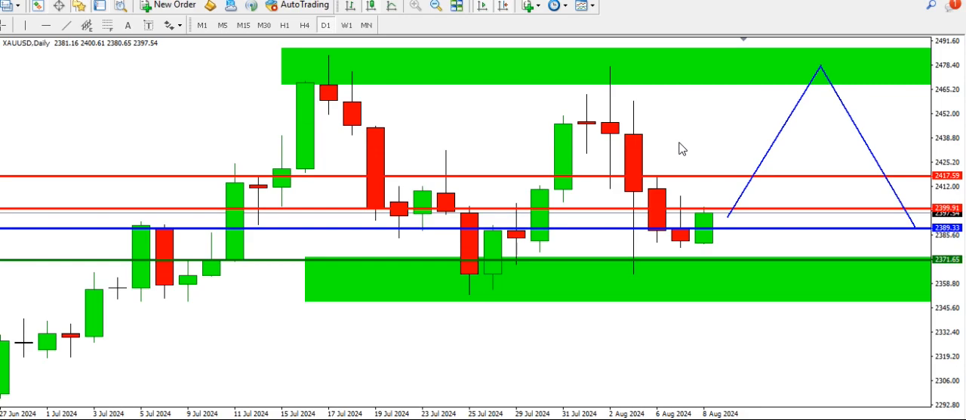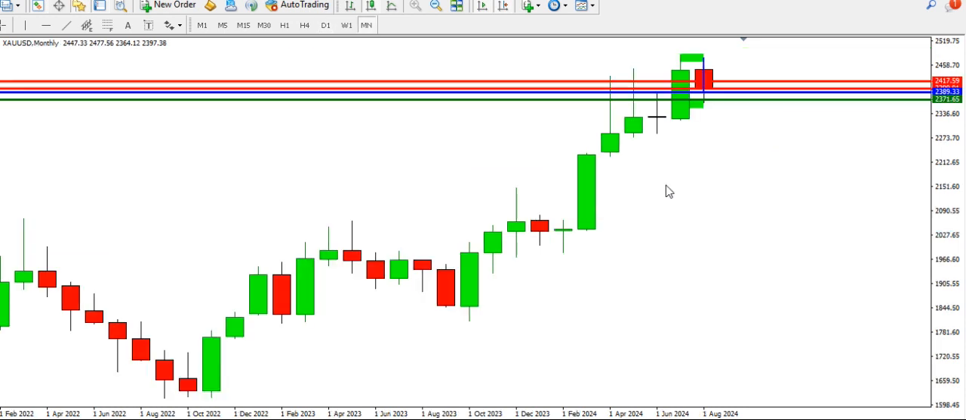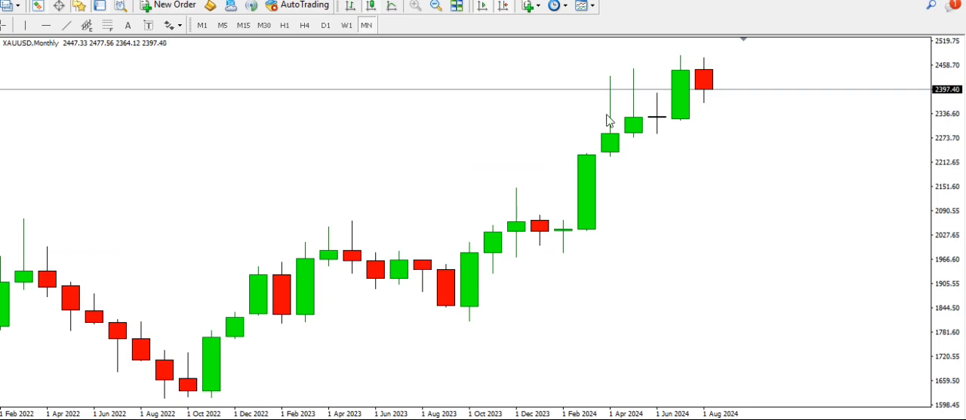Now let's look at what has happened on the monthly time frame. On the monthly time frame, we have the monthly candles forming long wicks around here, and we can see this doji, and then we have this break above the resistance or the liquidity zone around here, with price closing above around the resistance area.